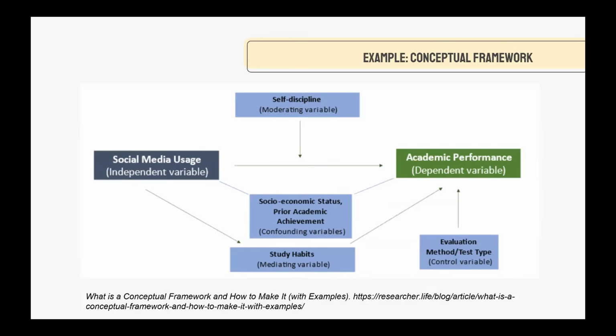Self-discipline here is labeled as a moderating variable, but for simplicity, you can just label it as a confounding variable also. So in your research proposal, you really just need to include at least the independent variable and the dependent variable and the confounding variable. So again, you are not required to have a conceptual framework, and definitely you do not need to do a theoretical framework since you are not conducting qualitative studies. And discuss with your research advisor if they will require you to include a conceptual framework in your proposal.